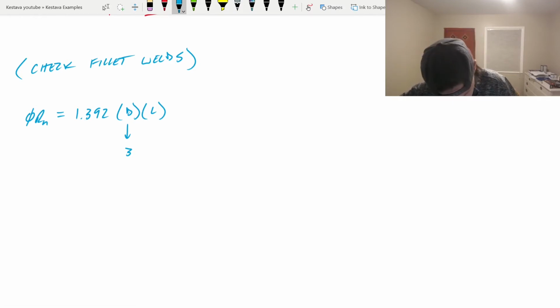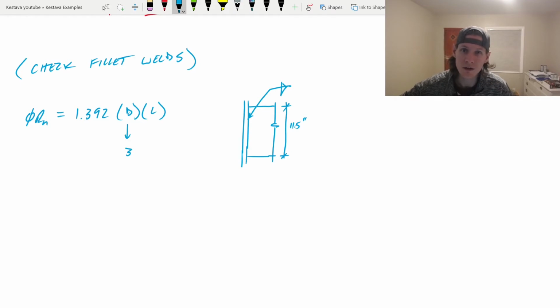L, well, we know that if this is your steel column flange, that plate, and we're not showing the bolts from the other half of that steel plate, is 11.5 inches deep, and the fillet weld was all the way along the depth of that plate.